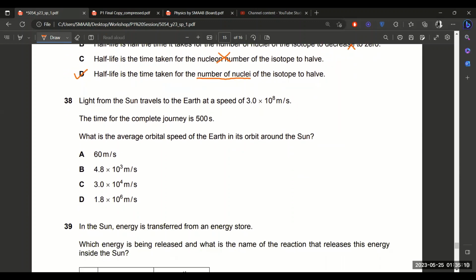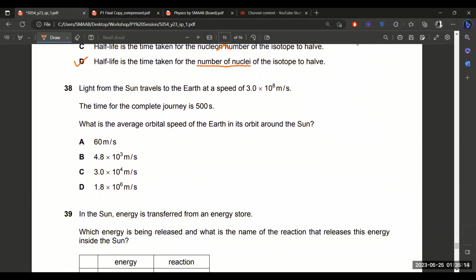And question number 38 is from space physics, which is newly included. Light from the sun travels to Earth at a speed of, this is the speed of light, traveling from the sun. We know that it will be equal to the speed of light. And this time is 500 seconds. That is the time to travel. What is the average orbital speed of the Earth in its orbit around the sun? So we need to calculate the average orbital speed.